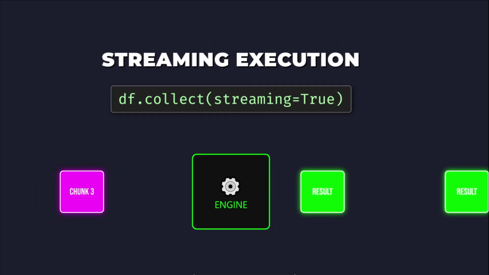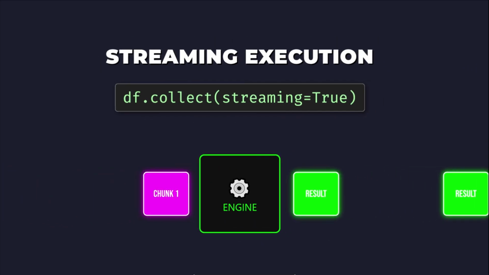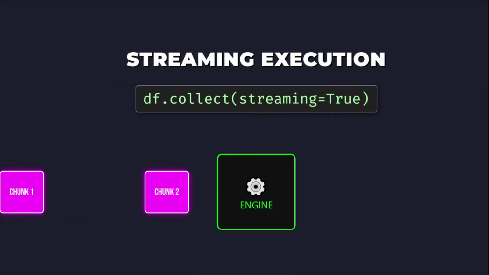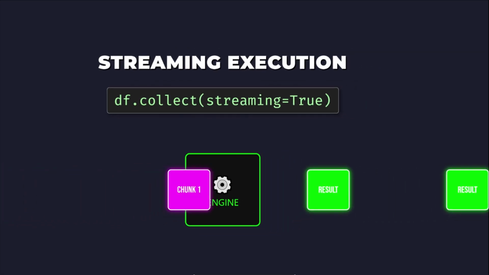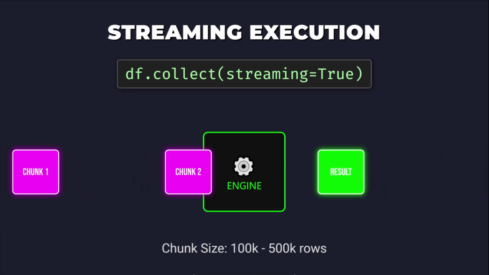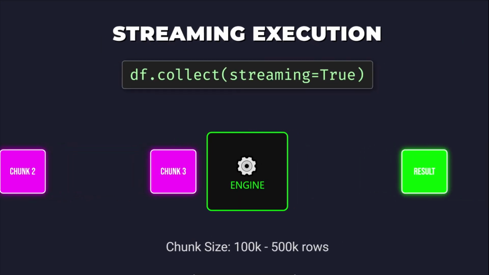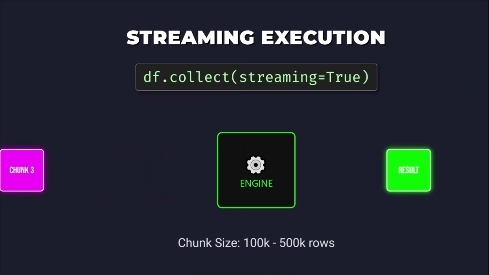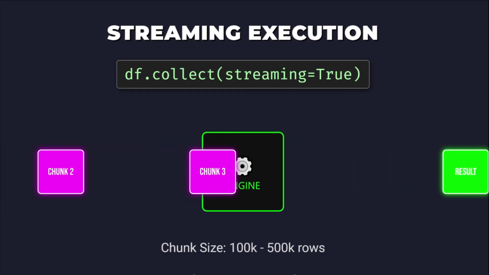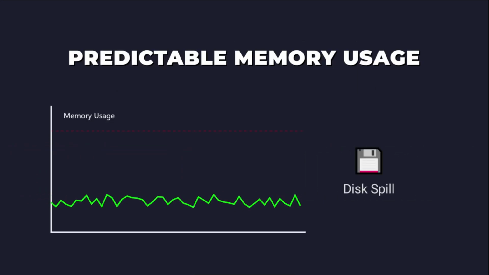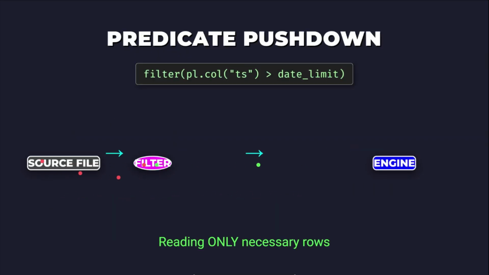The actual streaming behavior is triggered by the collect method, specifically when passing the streaming=True flag. Without this flag, Polars attempts to optimize the plan for speed, often requiring more memory for intermediate results. With streaming enabled, Polars executes the plan in small, fixed-size chunks, typically processing 100,000 to 500,000 rows per chunk. This ensures the working set remains within the cache limits. The engine manages the intermediate results on disk or swaps them efficiently, guaranteeing that the peak memory usage is predictable and controllable, independent of the total dataset size.